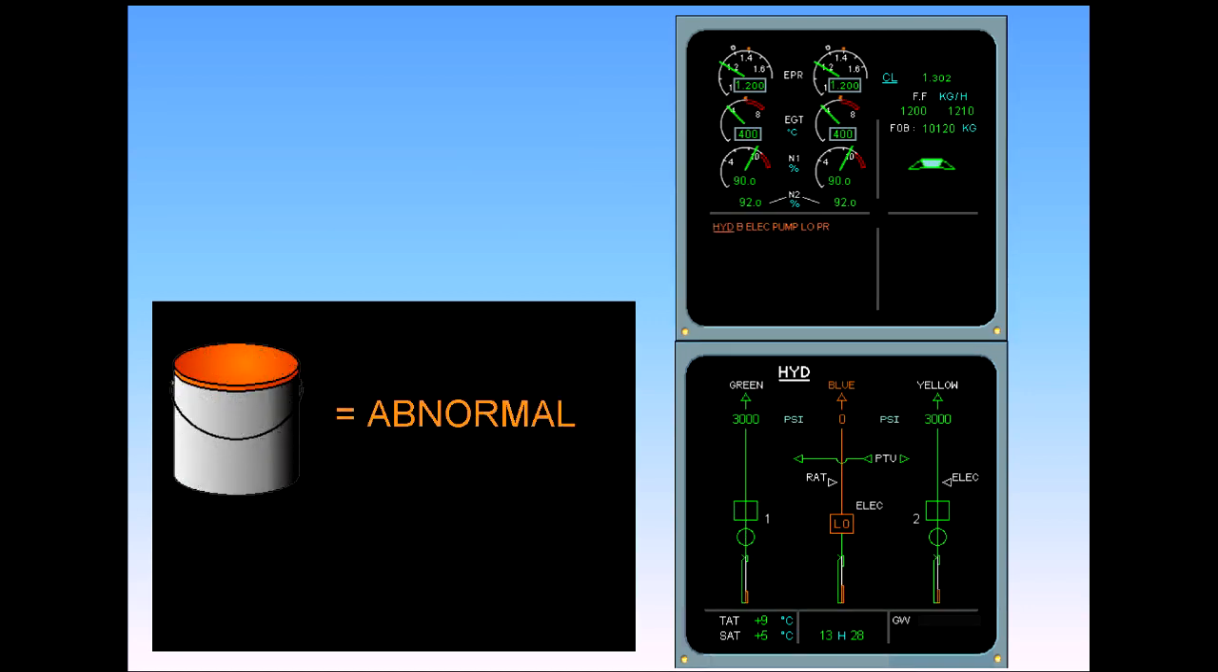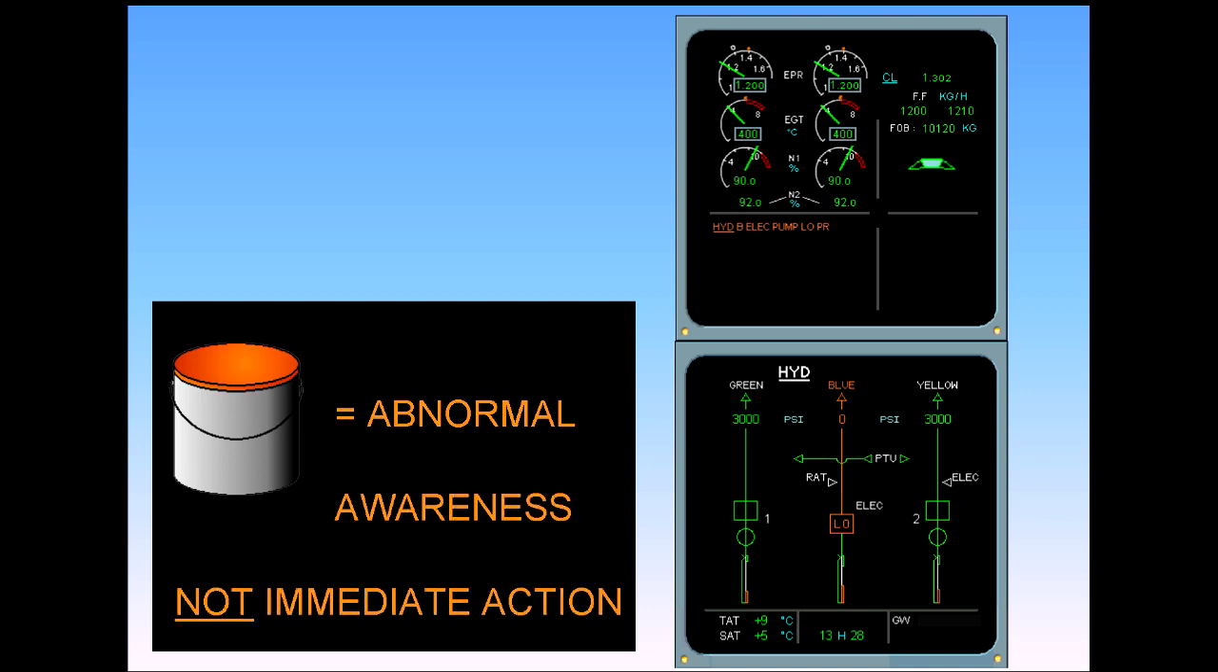Amber is reserved for abnormal indications that require crew awareness but not immediate crew action. Notice on the EWD the amber failure message and on the SD the amber indications.